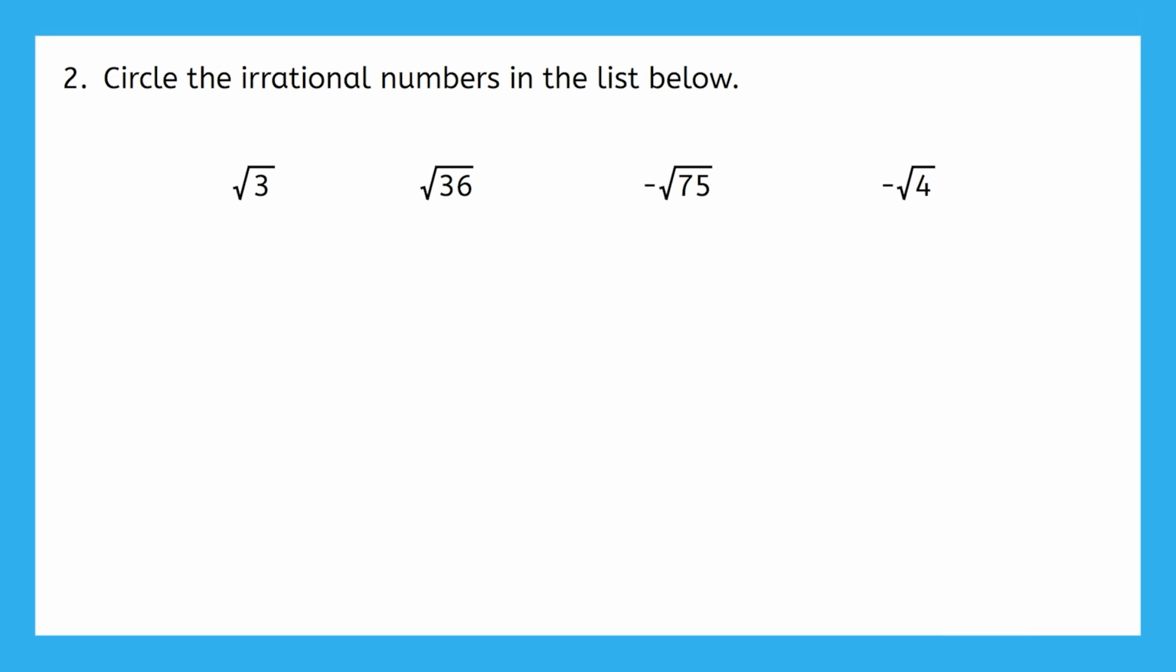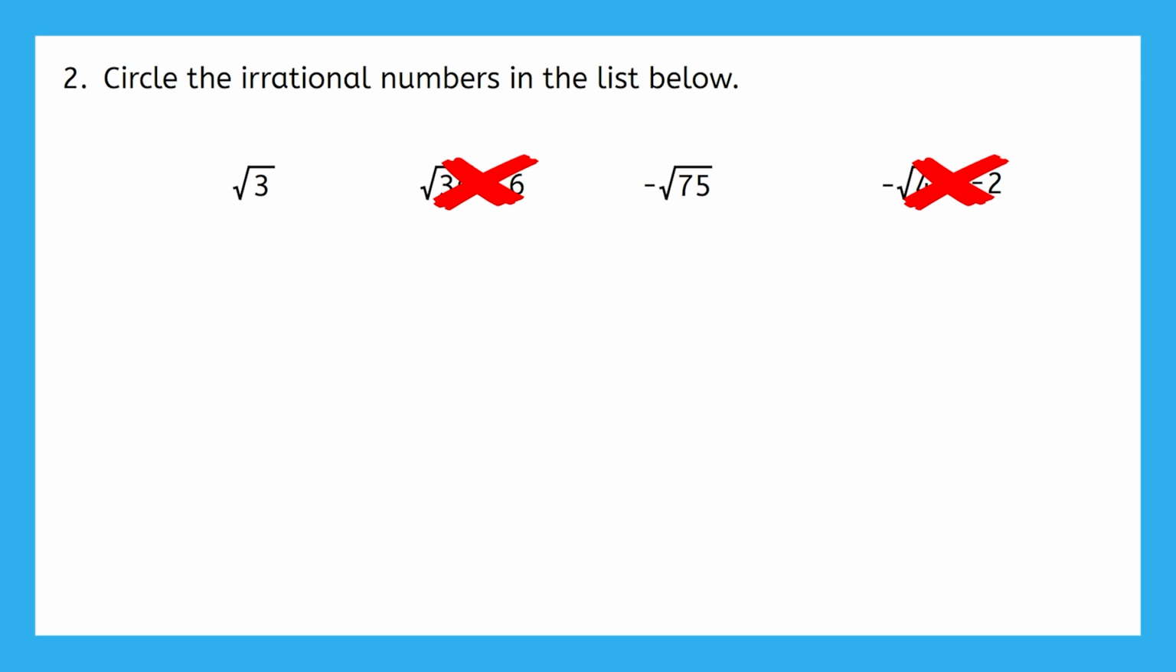Which numbers here are perfect squares? 36 and 4 are perfect squares. The square root of 36 equals 6, and the negative square root of 4 is -2. Those are not irrational numbers.